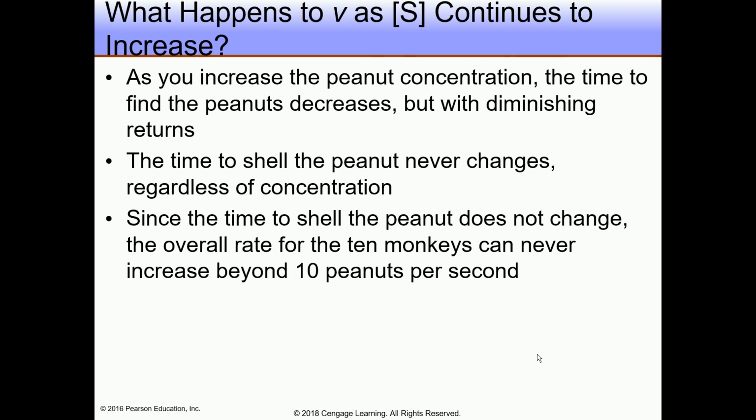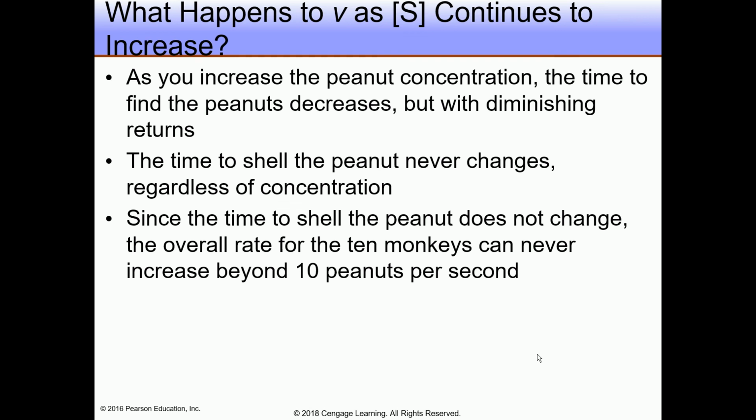Now suppose we make this room full of peanuts. Okay, so suppose we make the whole room full of peanuts, so which means that the monkeys do not need to spend any time in finding the peanuts, because the peanuts are in front of them. So basically in this case, every monkey is going to spend at least 1 second in shelling the peanut.